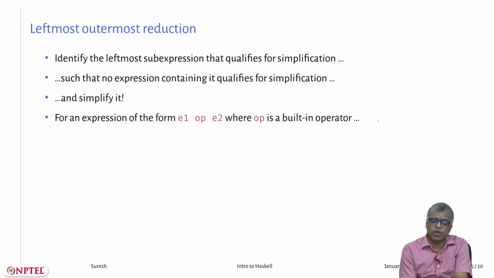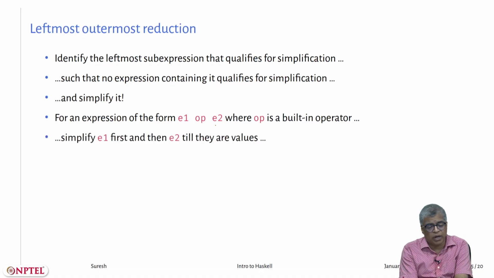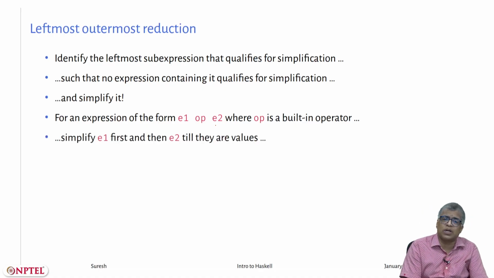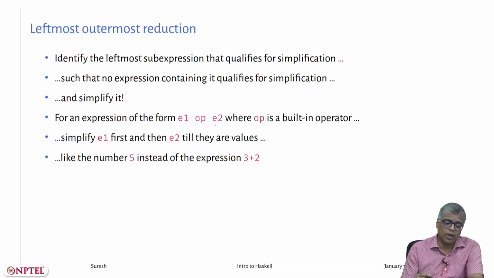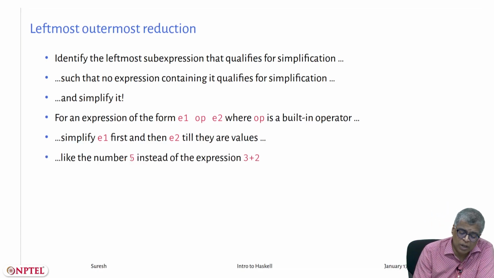Okay, for an expression of the form E1 op E2, where op is a built-in operator, simplify E1 first and then E2 till they are values. So E1 is an expression, it should become a value like 239 or 49 or 149 or whatever. E2 is an expression, it should become a value like false or true or whatever. And then you apply the op.